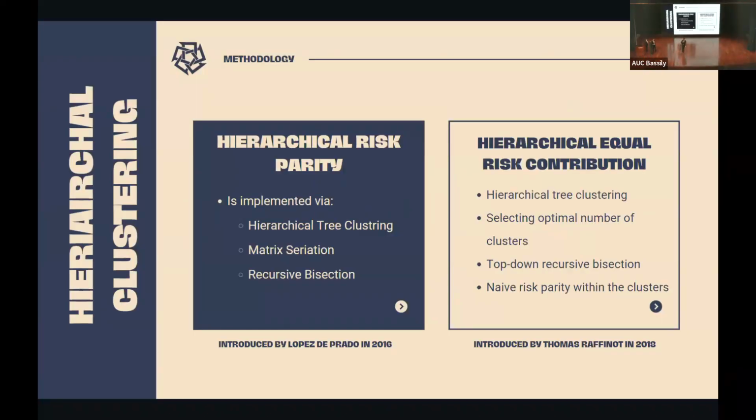Before we can dive deep into the methodologies, we need to talk about a vital concept, or rather multiple vital concepts, the first of which is hierarchical clustering. Hierarchical clustering can be used for tackling the tactical allocation problem that we defined earlier. And we use two specific versions of hierarchical clustering.